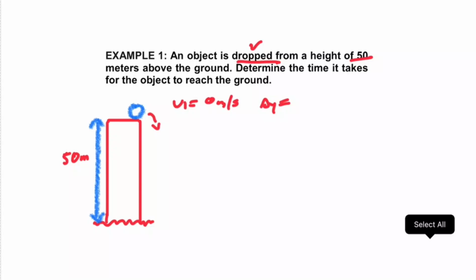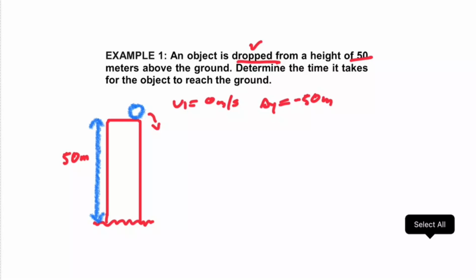If you take up as positive and your object is going down, then the displacement is going to be negative. But if you take down as positive and your object is going down, then your displacement is going to be positive. Unless the equation states otherwise, I'm always going to take up as positive. So in this case, my displacement will be minus 50 meters. The object went down and I'm taking up as positive.